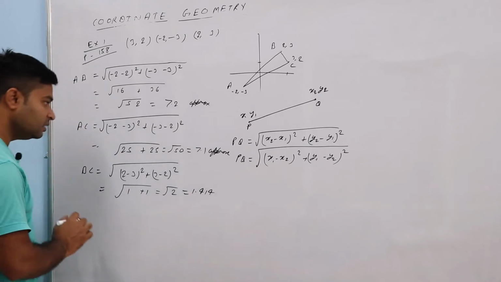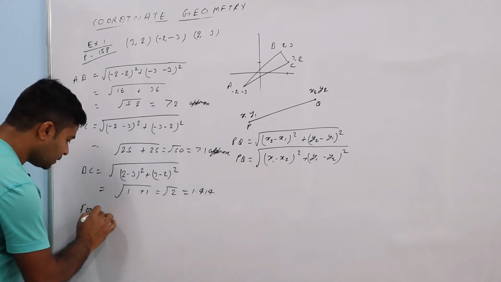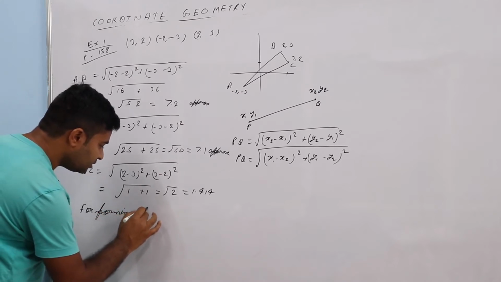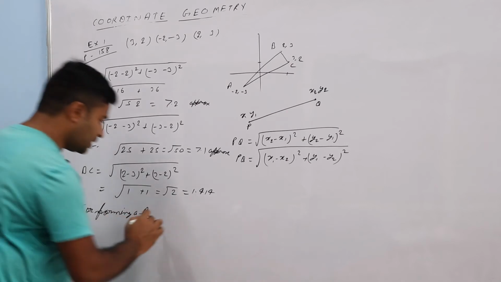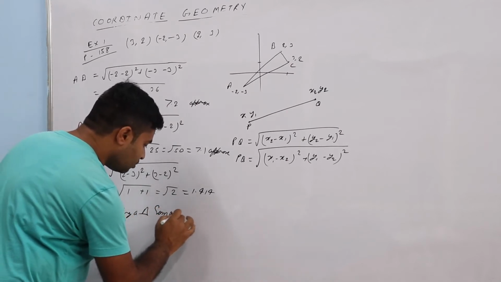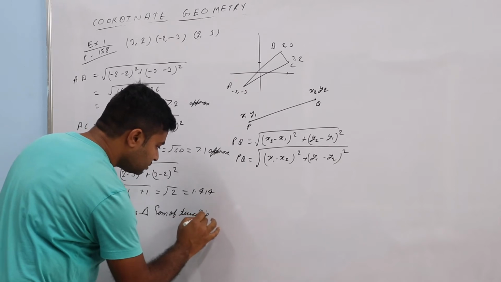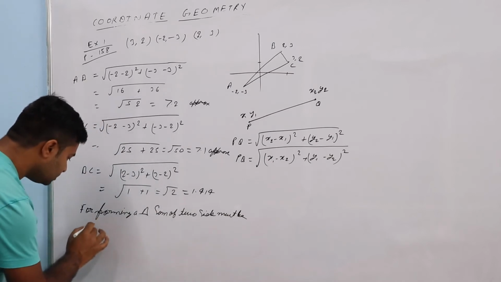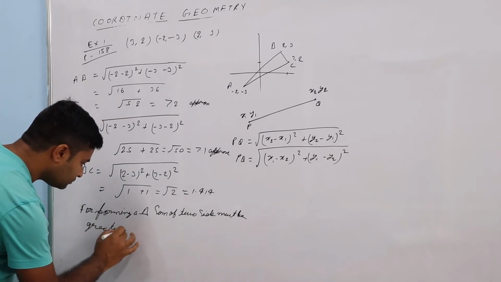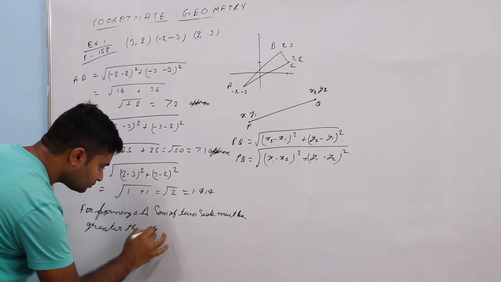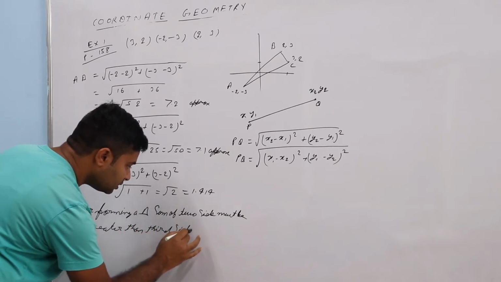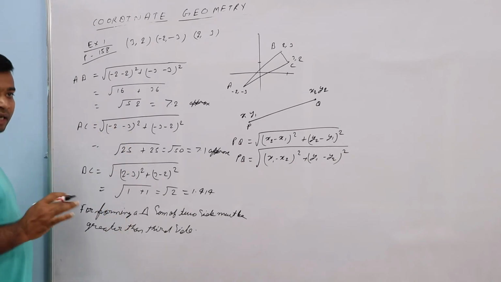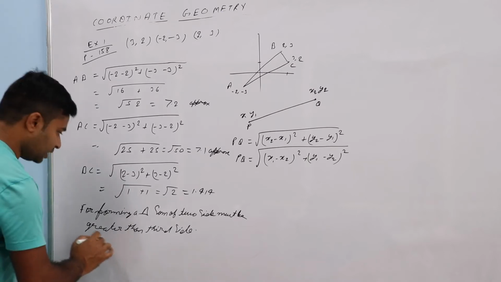But we'll write the reason. For forming a triangle, the sum of two sides must be greater than the third side, and that one you can get. So we can say ABC will form a triangle.